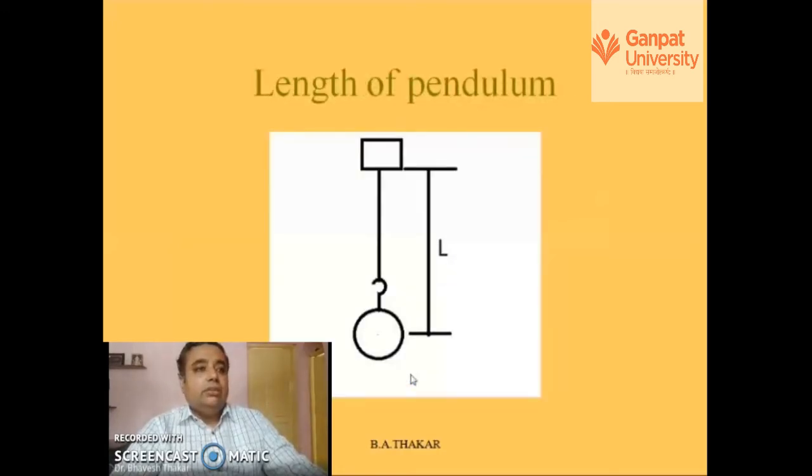So this is the length of the pendulum. It will start from this point. This is a rigid point, and it is up to this gravitational center. This point is known as center of gravity. So we have to measure the length from this point. So this is known as the length of the pendulum.